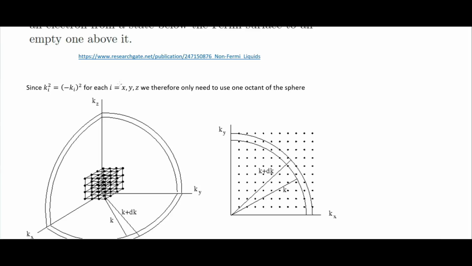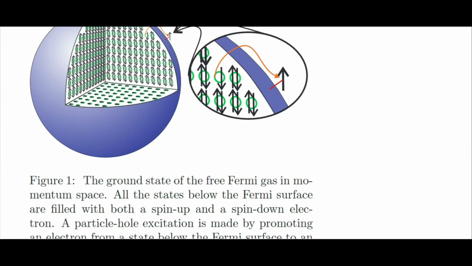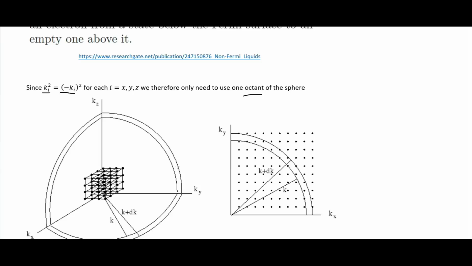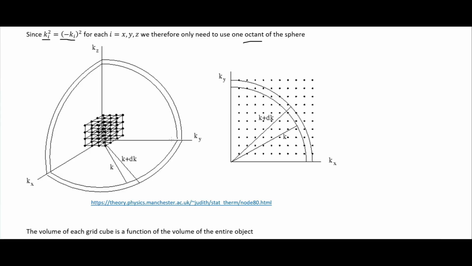And so since one of the k's squared is equal to the negative k squared, we therefore only need to use one octant of the sphere. So if you take a sphere, you can sort of divide it in half at the equator, then you can divide that half in half at, if you're thinking about the globe, the prime meridian, and then you can cut that into quarters, which, a quarter of a half is an eighth, and so you only need an eighth. And so we see our 3D grid in here, and then we have this octant of our circle here.